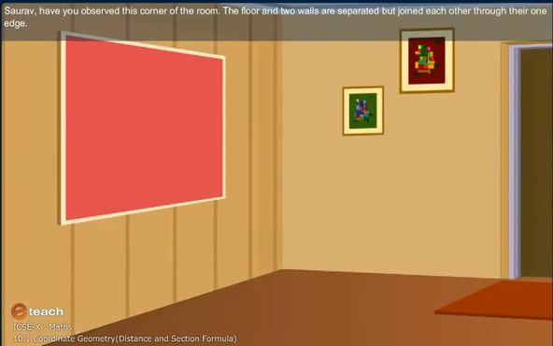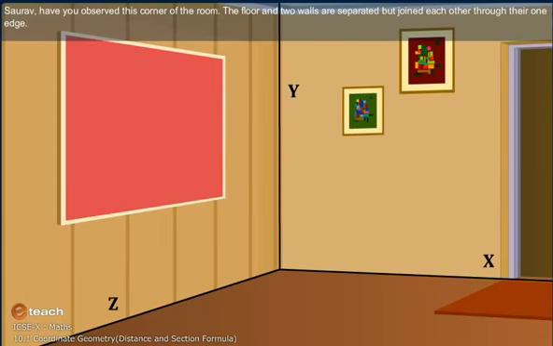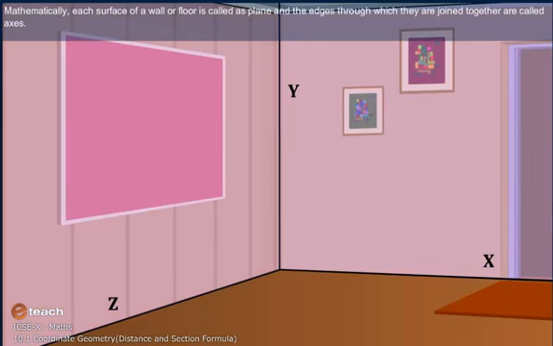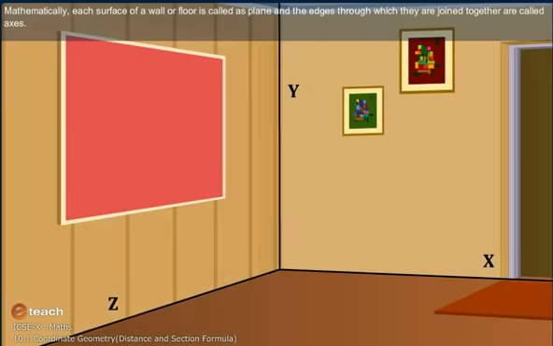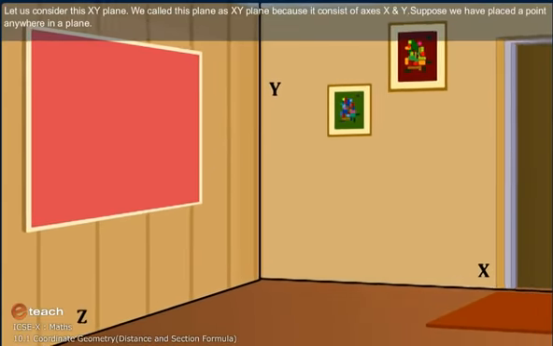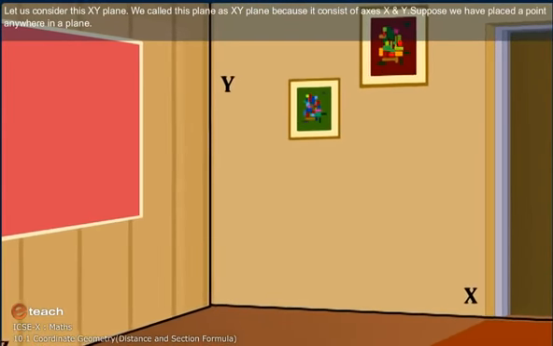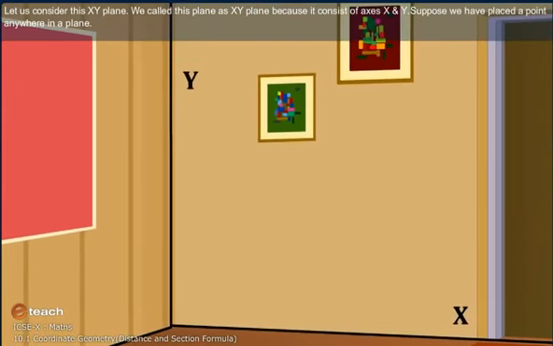The floor and the two walls are separated but join each other through their one edge. Mathematically, each surface of a wall or the floor is called a plane, and the edges through which they are joined together are called axes. Let us consider this xy plane. We call this plane xy plane because it consists of axes x and y.